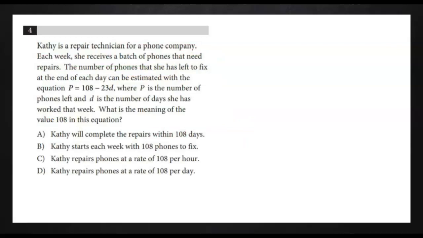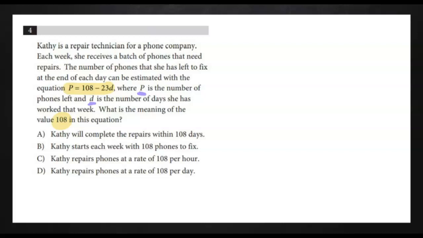Okay, here we have a little bit of a longer word problem, but that's okay. Let's pick apart this question together. So you do have an equation that's given to you, and we want to find out what exactly each of those variables mean to help us answer the question. So P is going to equal the number of phones that are left, and D is going to be the number of days that she has worked. We want to find out what the value of 108 means.